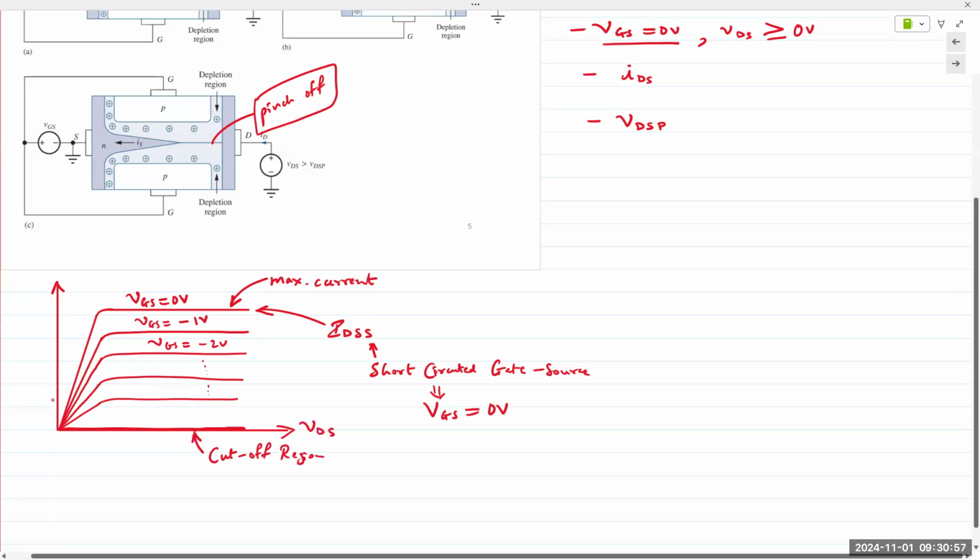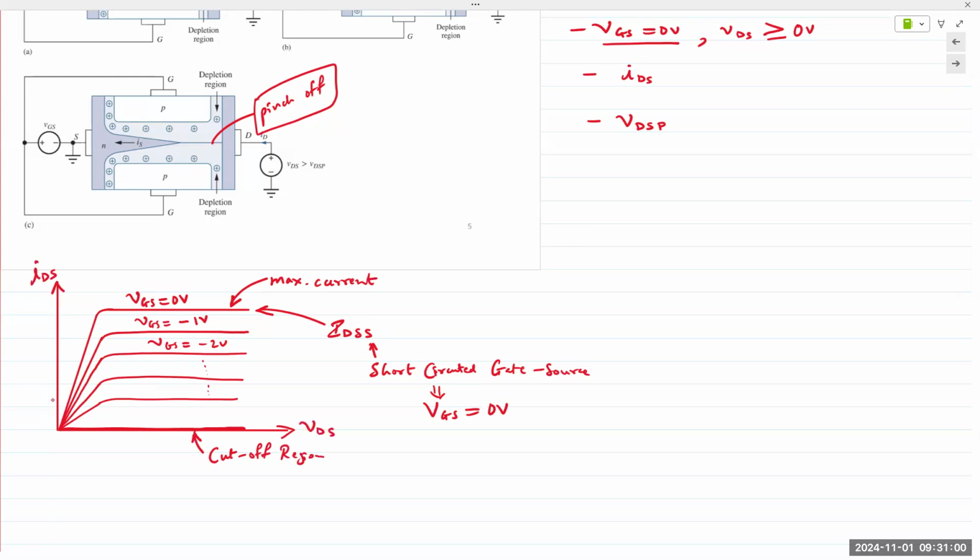Now, this is VDS, by the way, and this is IDS. I stated that. And for every value of VGS that is applied, there is a VDSP. This is known as the linear region or the triode region of operation. And this is known as the pinch-off region of operation. And right at the bottom is the cutoff region.